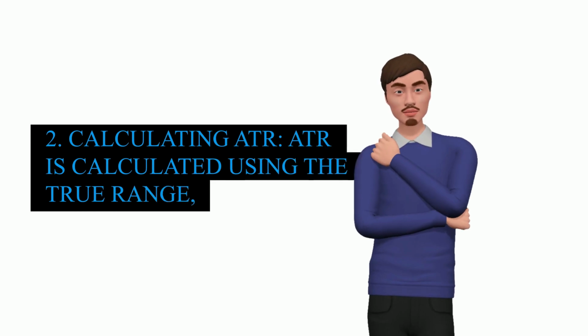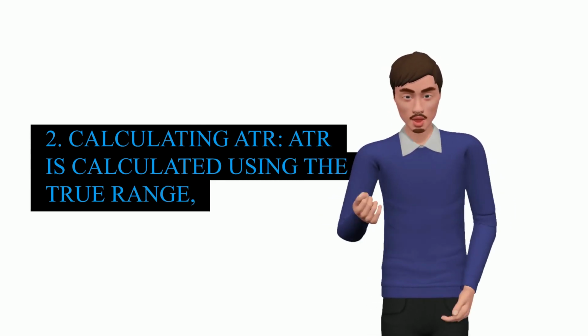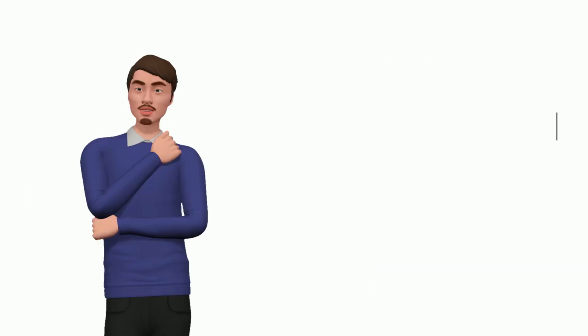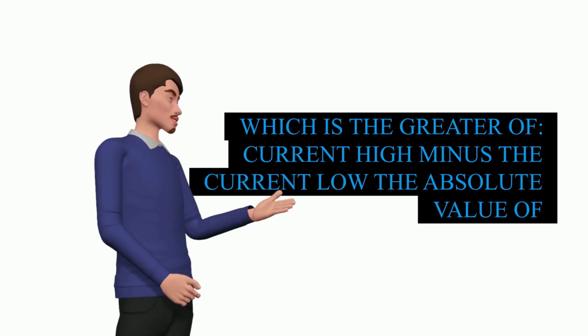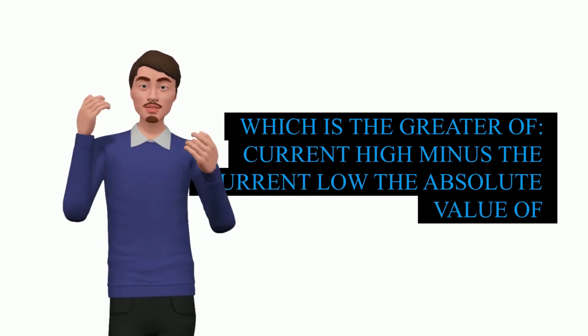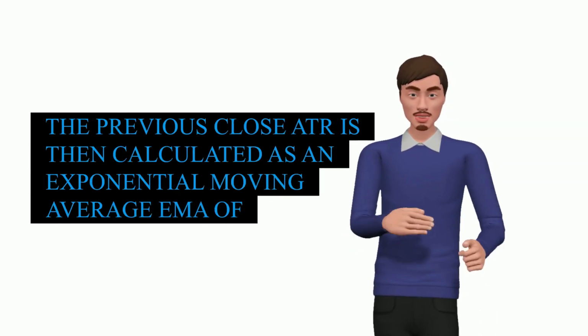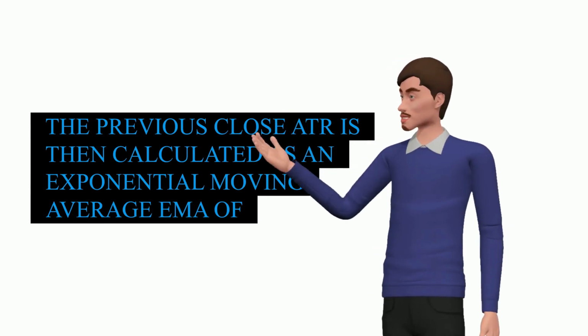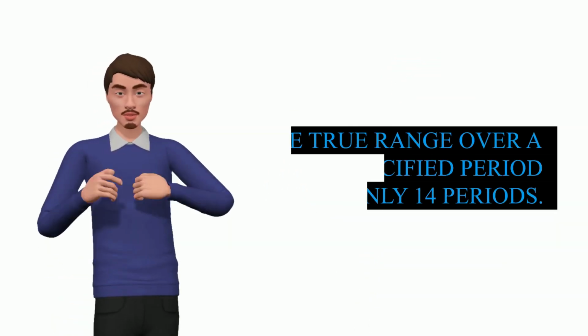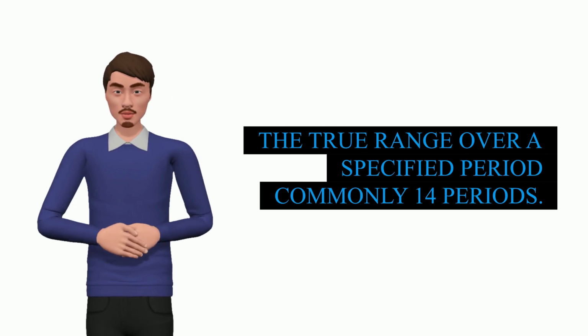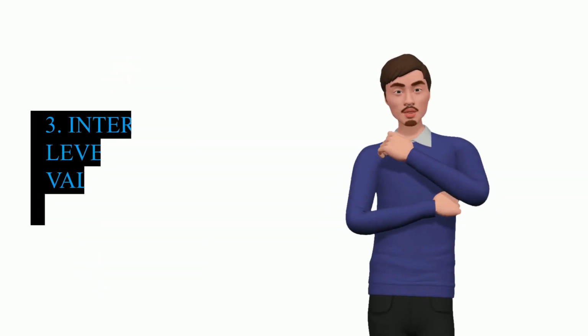2. Calculating ATR. ATR is calculated using the true range, which is the greater of the current high minus the current low, the absolute value of the current high minus the previous close, and the absolute value of the current low minus the previous close. ATR is then calculated as an exponential moving average (EMA) of the true range over a specified period, commonly 14 periods.